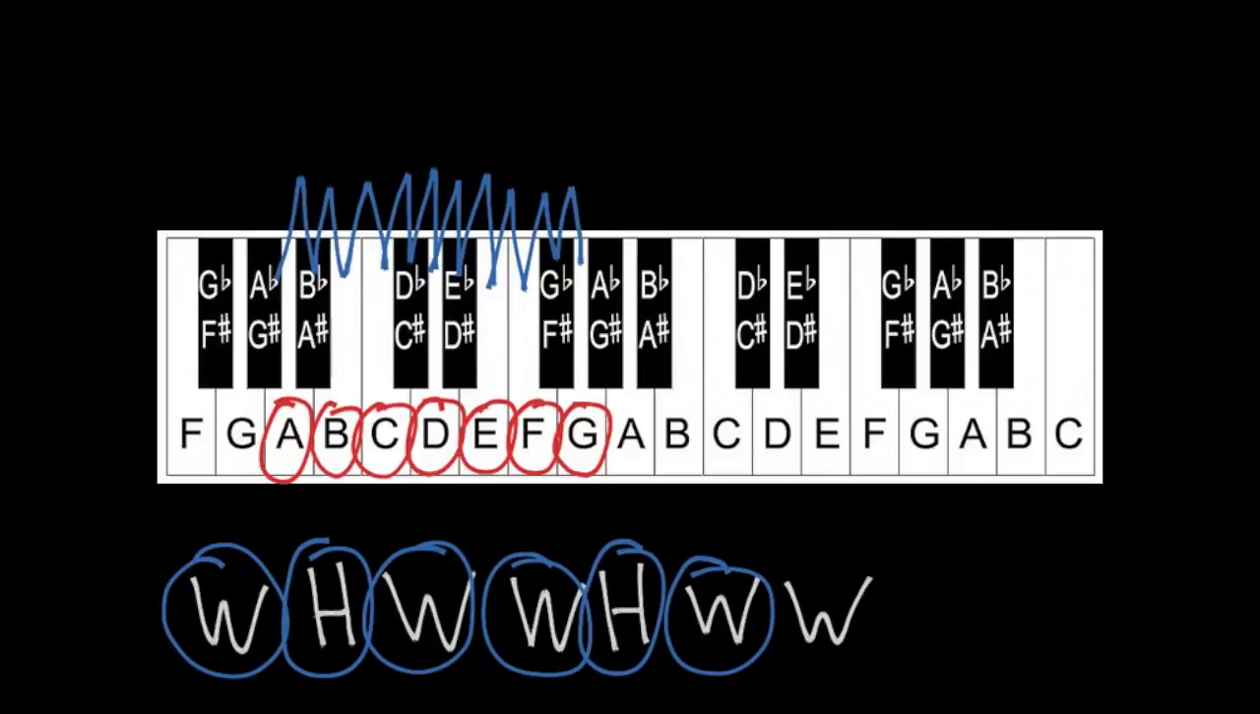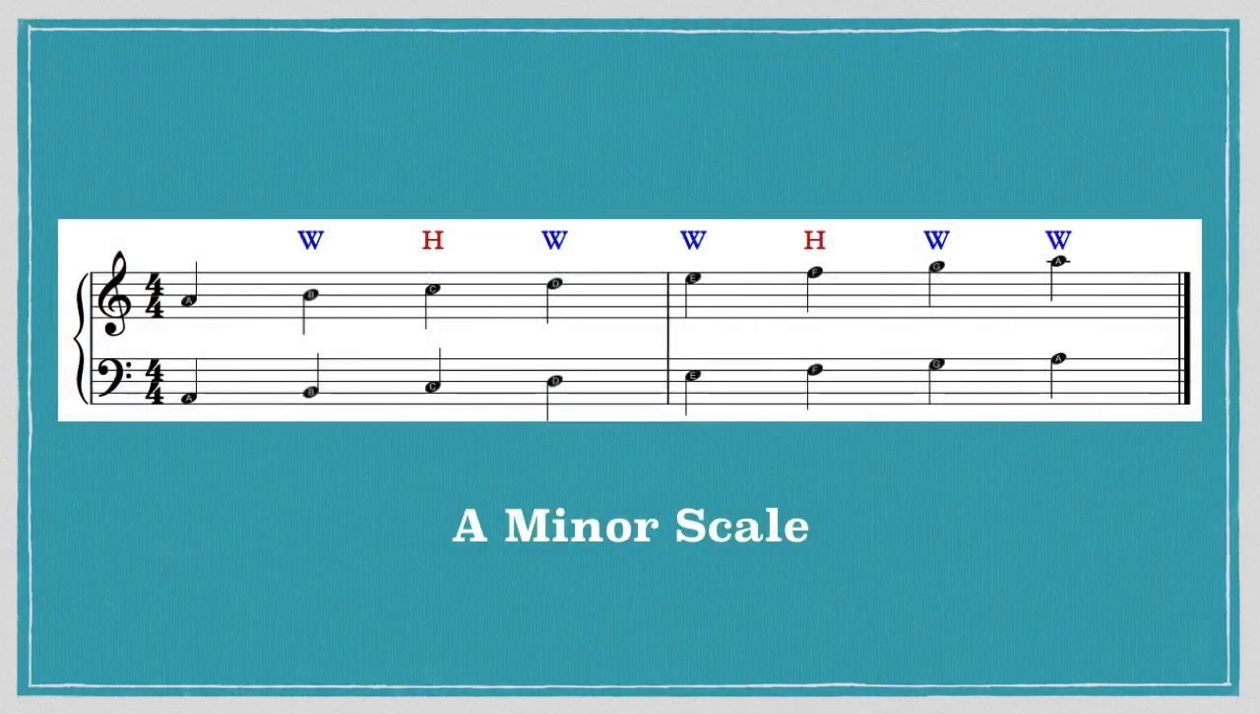And finally, we end with a whole step. And again, if we did our math correctly, those 2 half steps will put us back at the letter A, giving us our A minor scale. Now here's the A minor scale in notated form. As you can see, the half step and whole step order has changed from the major scale.